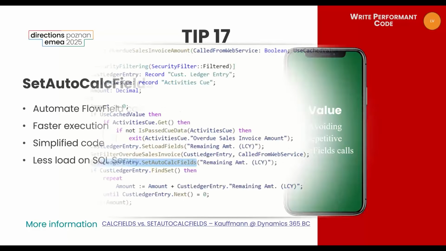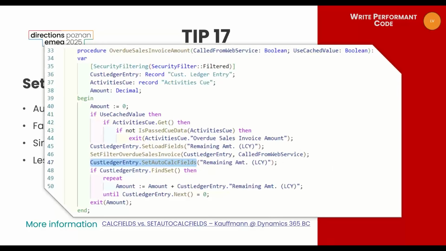An example, if you want to, is this one. Yeah. So you have to call this before find set, and like with calc fields, you can have a longer list of arguments for any flow field you want to be evaluated.